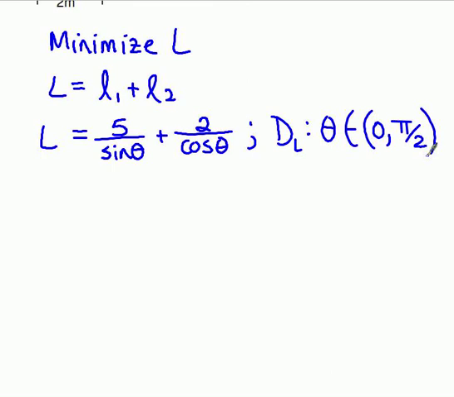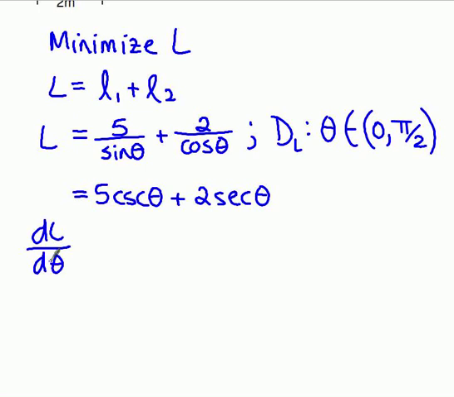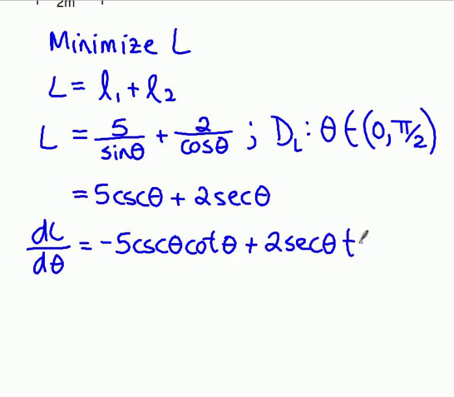Well, now I know what my theta is. I can go ahead and try and work with this. I think 5 over sine theta and 2 over cosine theta, I know I'm going to want to take a derivative, and I think this is going to be a little bit easier to take if I rewrite these as 5 cosecant theta and 2 secant theta. Now I can go ahead and take the derivative dL d theta, and that's going to be a pretty straightforward derivative. This is going to be minus 5 cosecant theta cotangent theta. This is going to be 2 secant theta tangent theta.